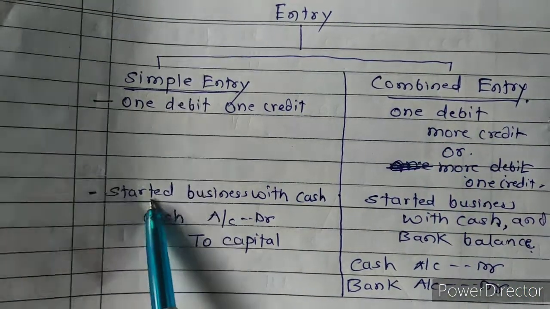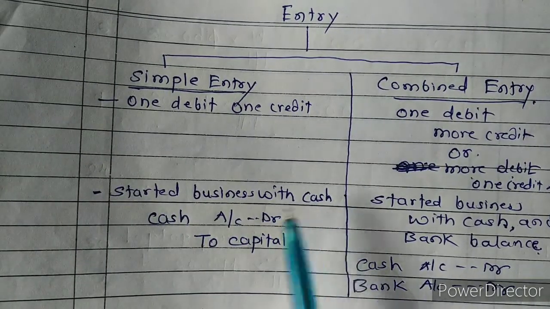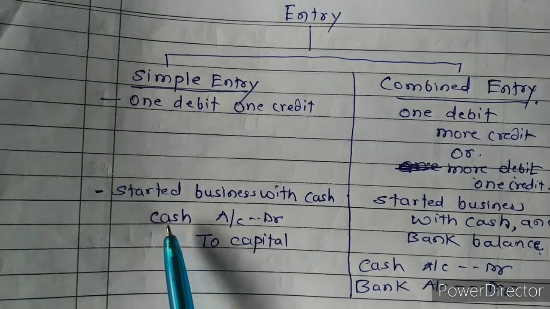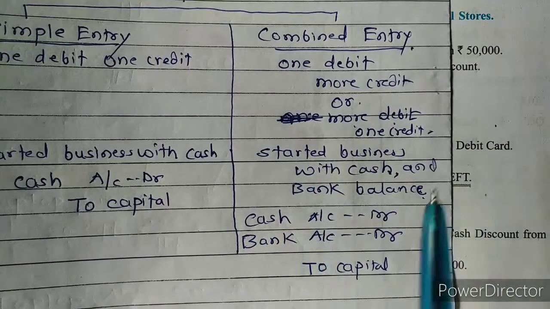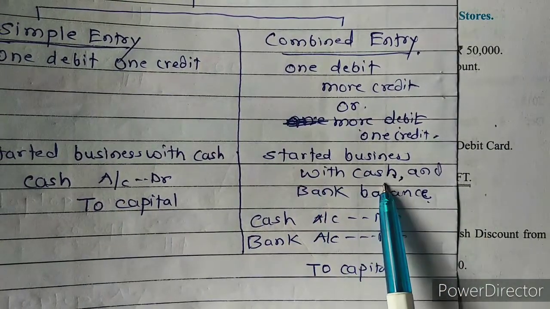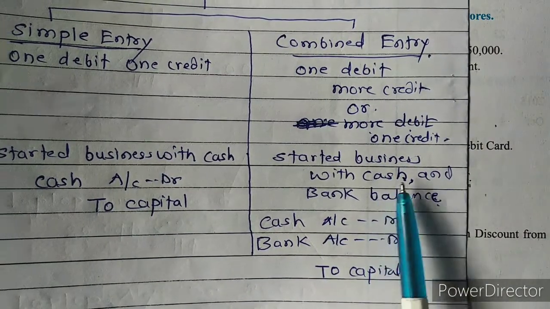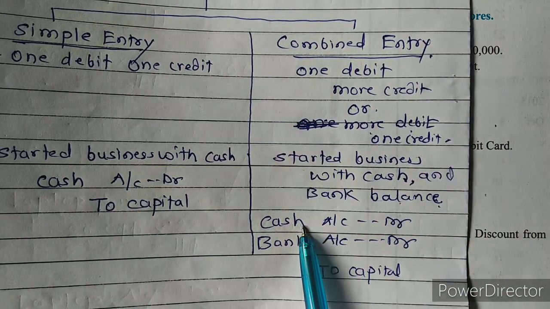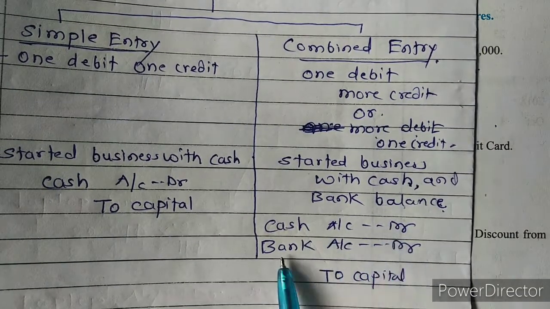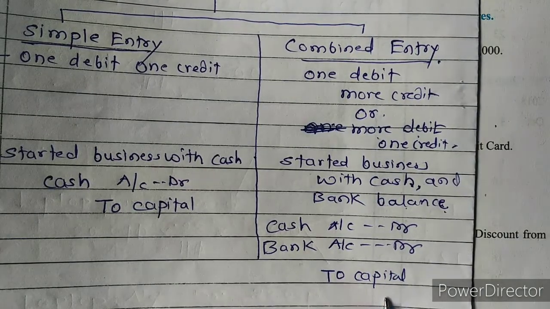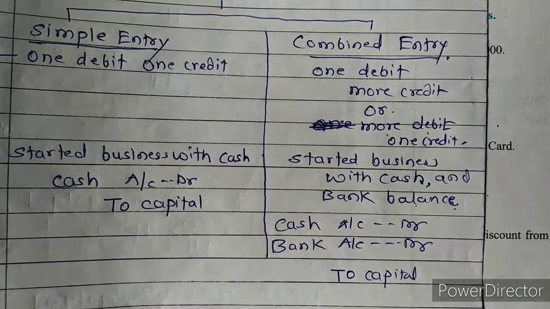For example, started business with cash. Here business is started with cash. Cash comes in, so your entry is cash account debit to capital account. But sometimes business is started with cash and bank balance. Cash comes in, bank balance comes in, so your entry will be cash account debit, bank account debit to capital account. Now this entry is called a combined entry.